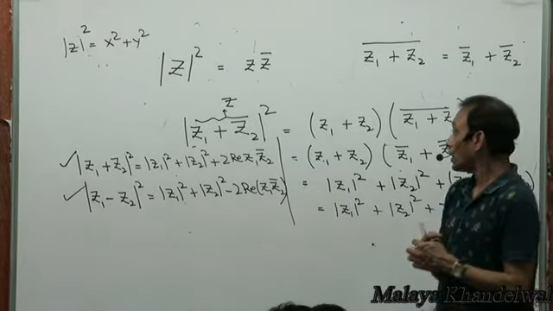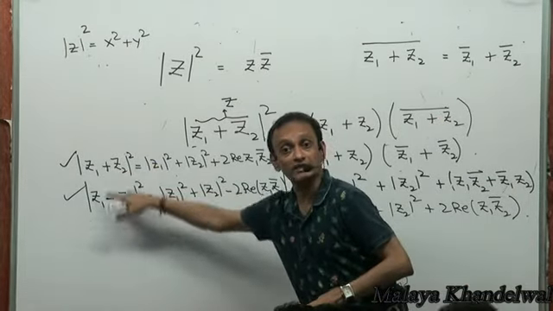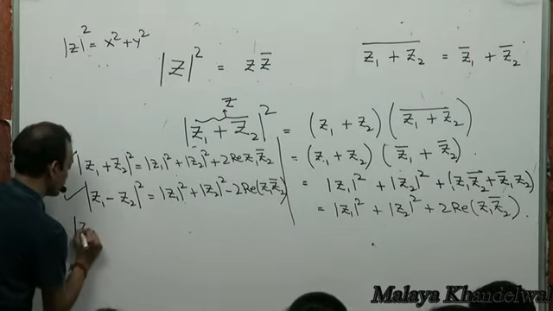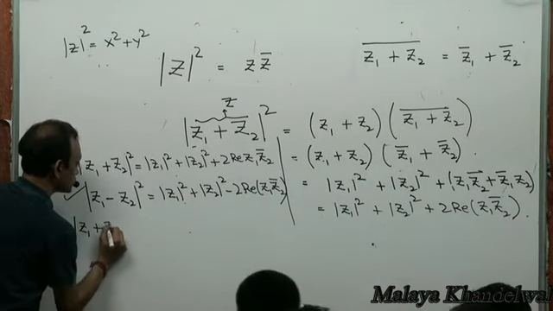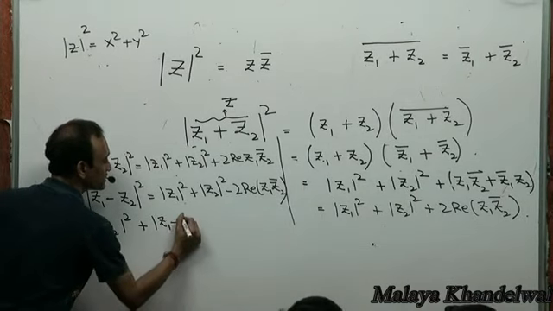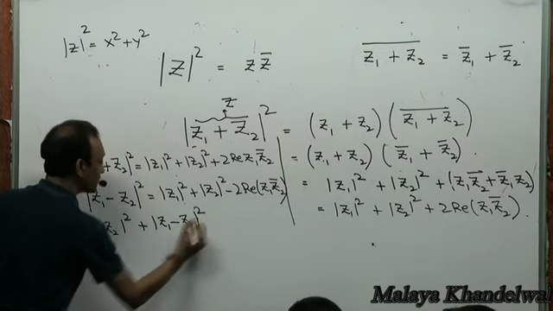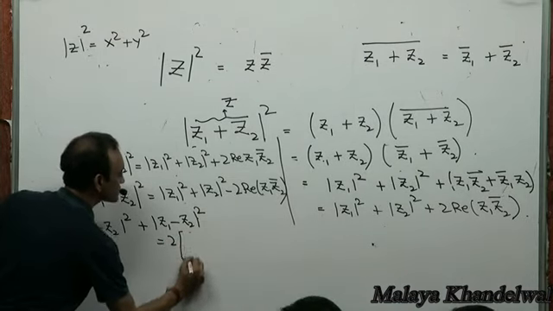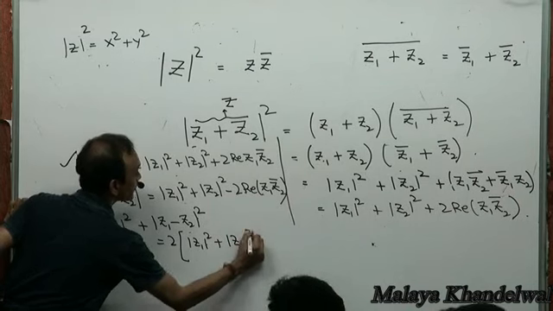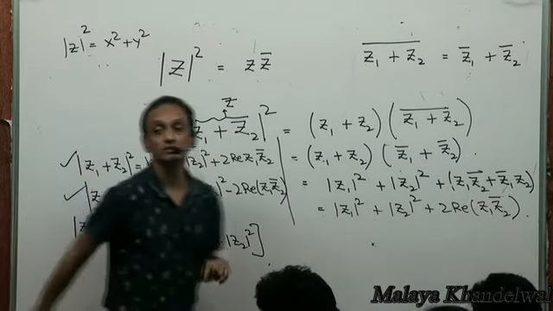Right? Now if I add these two, that's a third important result. Mod of z1 plus z2 whole squared plus mod of z1 minus z2 whole squared is twice of mod z1 squared plus mod z2 squared. Remember this result.